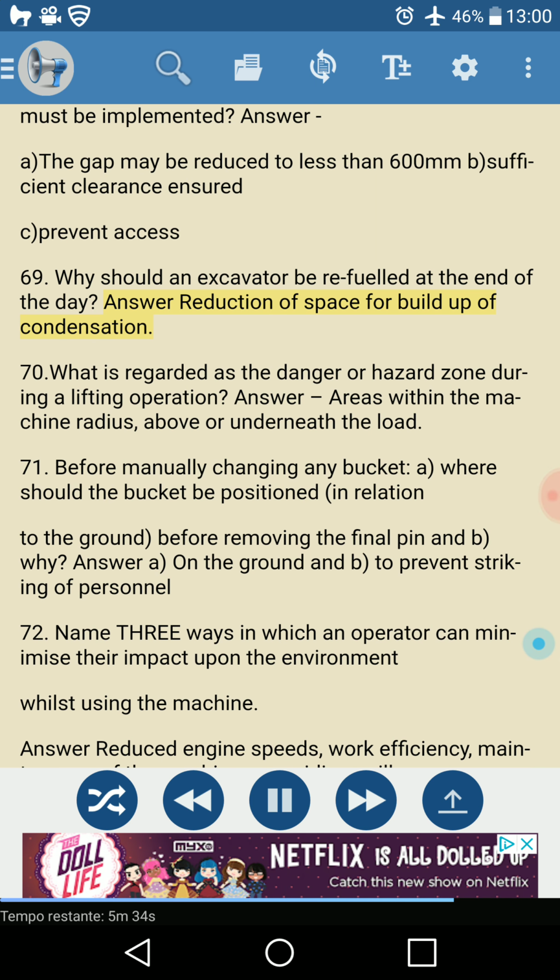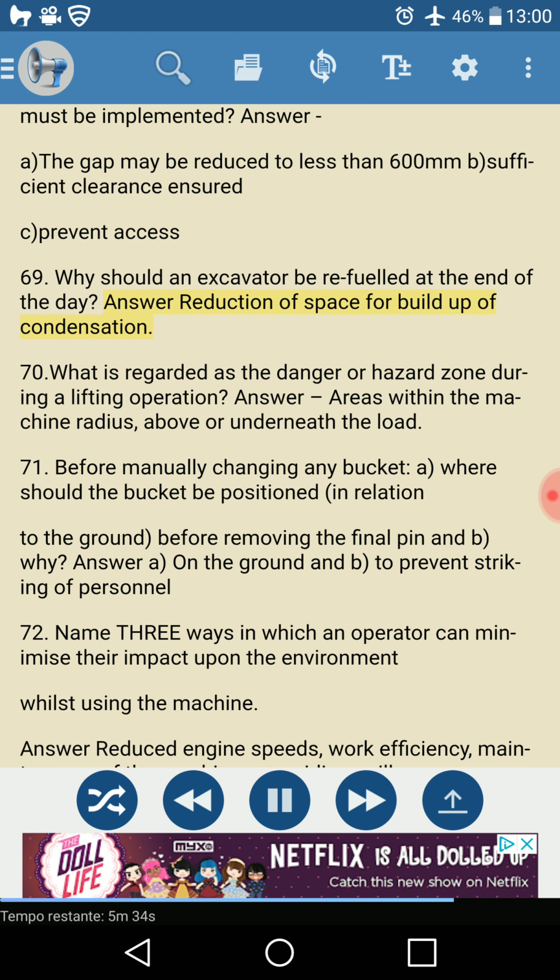69. Why should an excavator be refueled at the end of the day? Answer. Reduction of space for build-up of condensation. 70. What is regarded as the danger or hazard zone during a lifting operation? Answer. Areas within the machine radius, above or underneath the load.